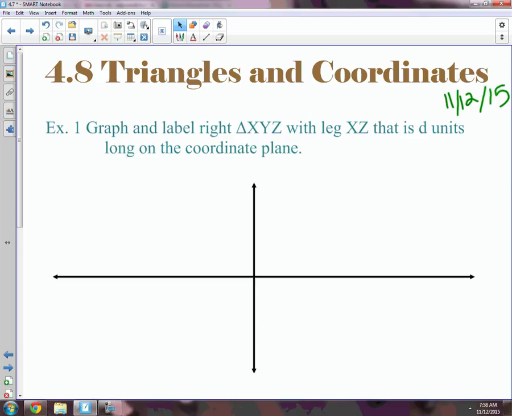So here's what I'm going to do. Because it's right triangle XYZ, I am going to use the right angle I already have built into this. So I'm going to draw my right triangle like this. That already built-in right angle I'm going to use is going to make life a little bit easier in just a minute.